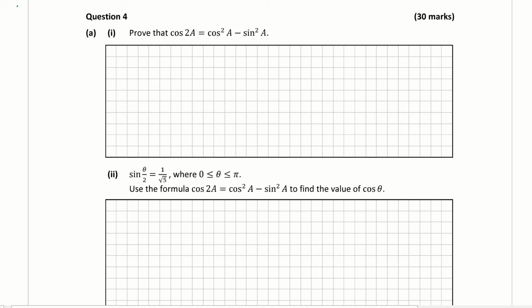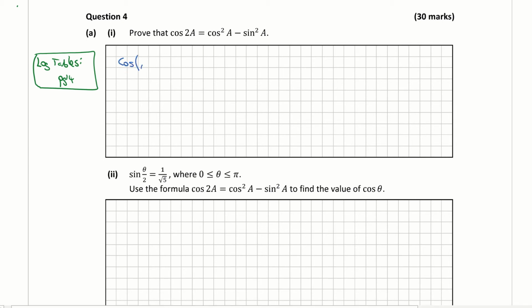So question 4a, part 1, prove that cos 2A is equal to cos squared A minus sine squared A. So we're going to need our log tables here for this. And in order to prove this, I'm going to use page 14 in my log table. So it's handy to have them in front of you so you know where the information is coming from.